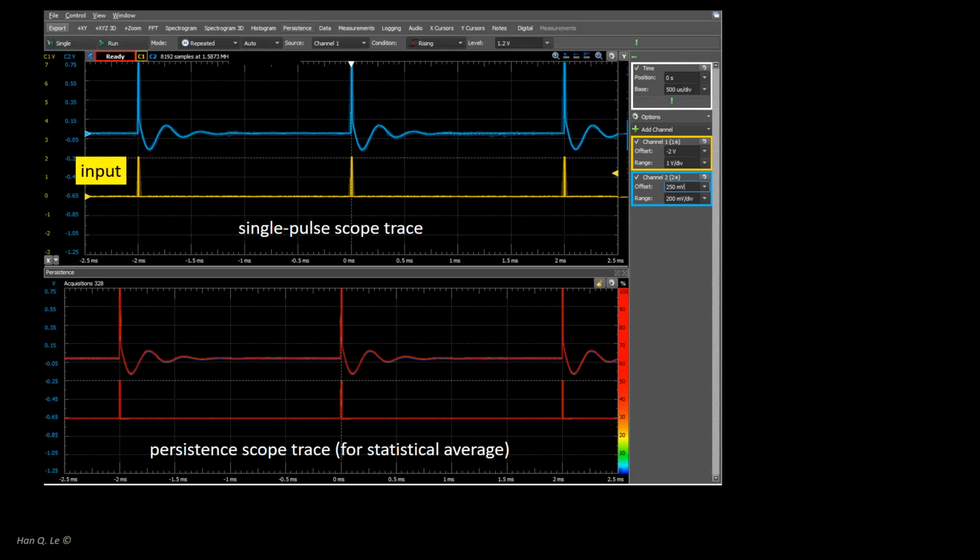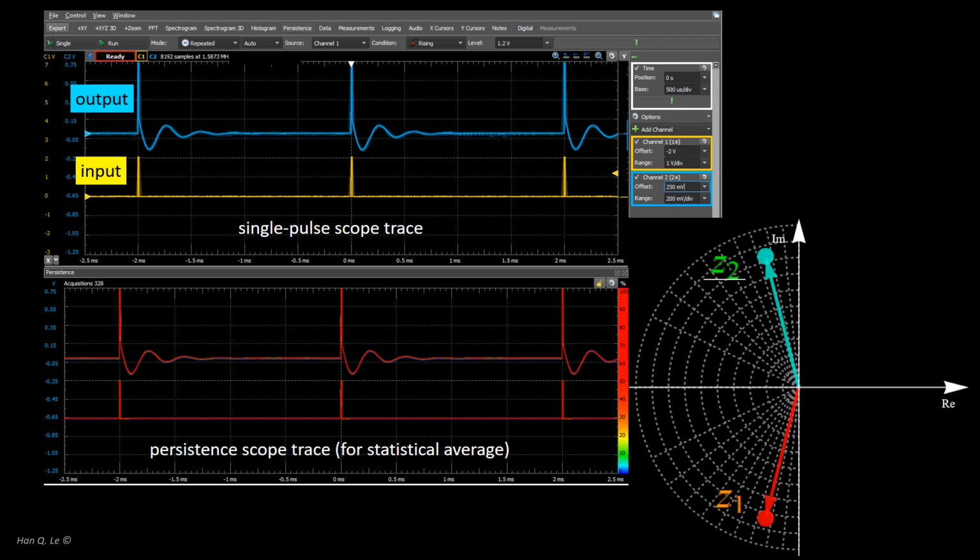A 10 microsecond input pulse, which is much shorter than the oscillatory time, was used as the impulse input. The output shows the expected Dirac delta function response associated with the transfer function roots.